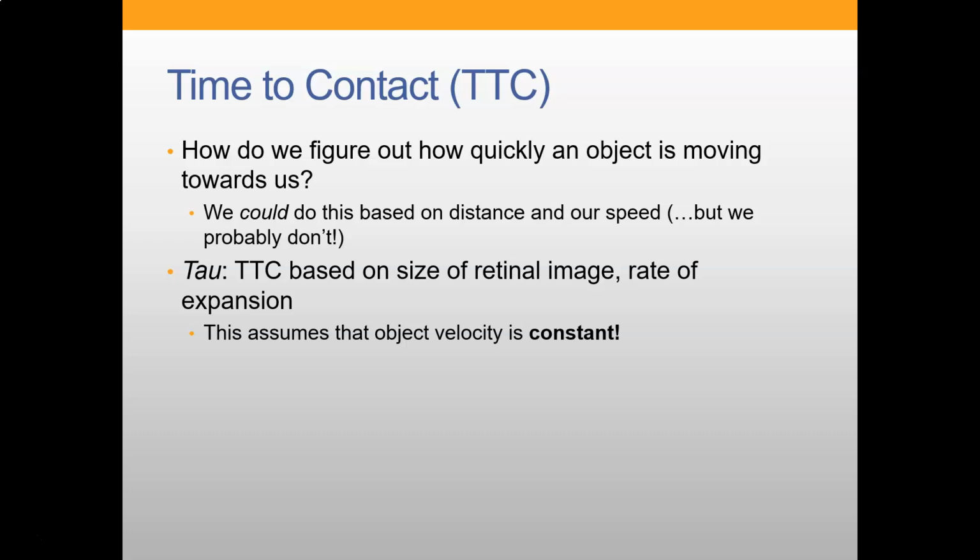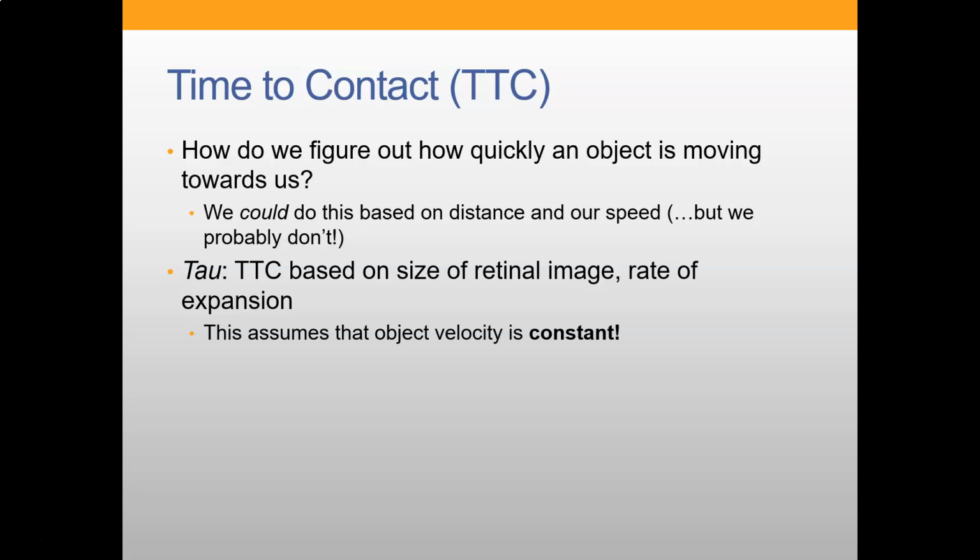So basically what we do when we're figuring out how quickly an object is coming towards us, we focus on the size of the retinal image and the rate of its expansion. So the idea is that as an object comes closer to us, it will get larger upon our retina. And if we can calculate that rate of expansion, we can figure out how quickly it's coming towards us.